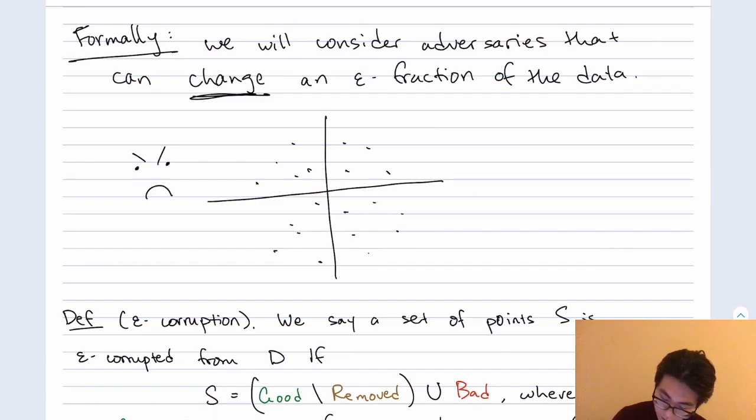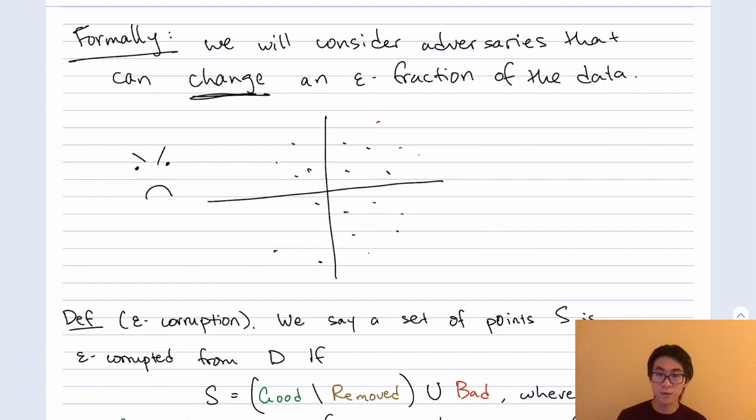And what they're going to do is they're going to be like, I don't like this point, I'm going to move that point from here to here. I don't like this point, I'm going to move it from here to here. I don't like this point, I'm going to move it from here to here, and so on and so forth. The only constraint being that they can only touch an epsilon fraction of these points. And then afterwards, this new set of points is given to us, of course without the colors. And our goal is to recover information about the original distribution that generated the original uncorrupted points.